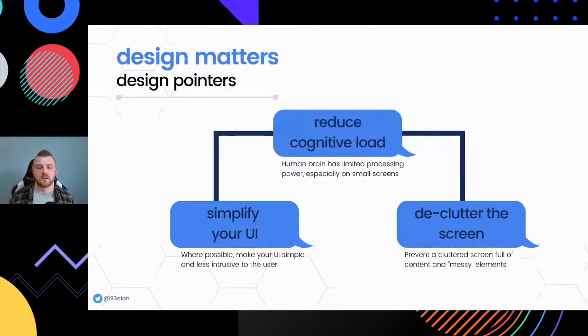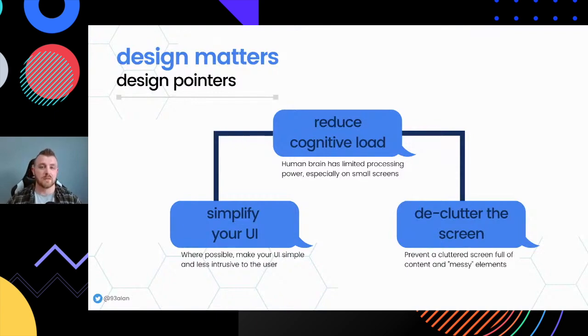So there are a few design pointers that we can keep in mind when developing and designing our mobile apps as a developer. One of the main ones is reducing the cognitive load. The brain has limited processing power, just like computers, especially on smaller screens like your mobile devices. We too can run out of memory when we're presented with lots of information to process on a tiny screen. We can simplify our user interface by making it less intrusive to the user and choosing more simple layouts, using less inputs, less buttons and less text on the screen.